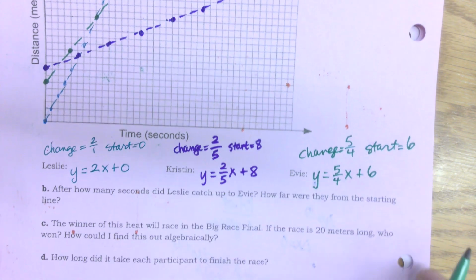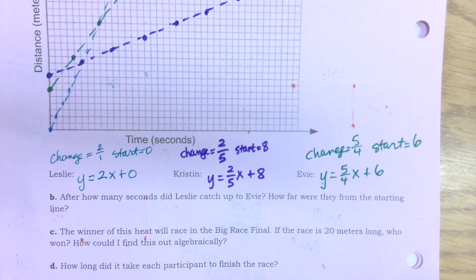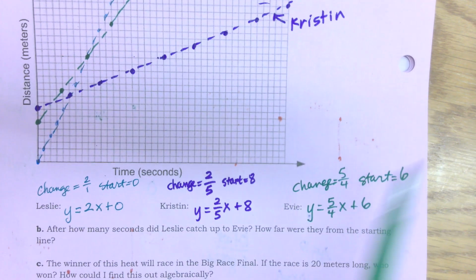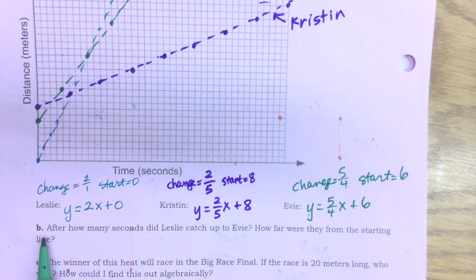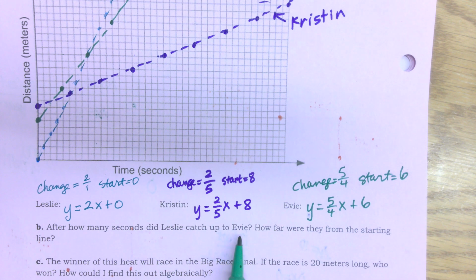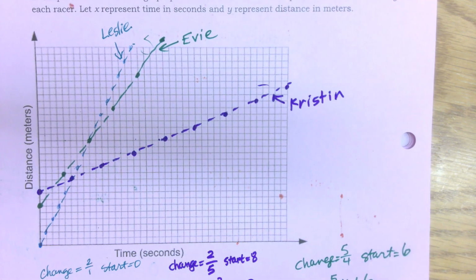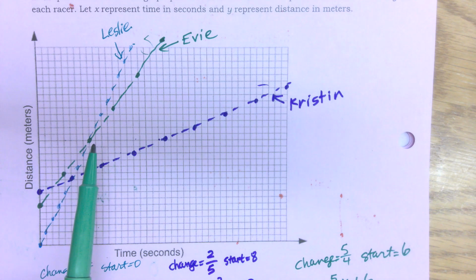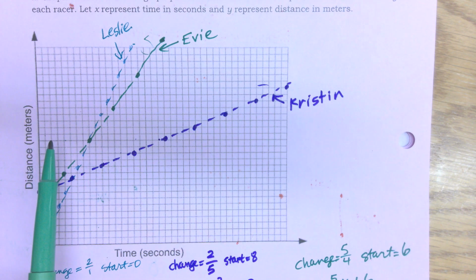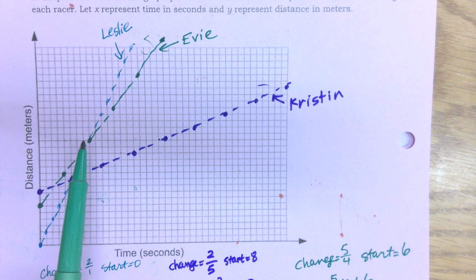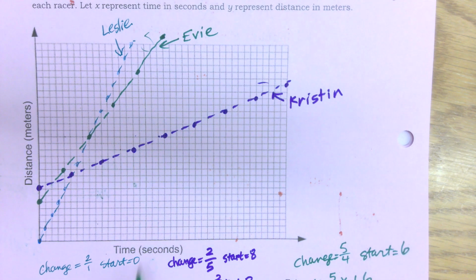Now let's answer some questions. I think I understand now. Okay? So I have all my lines labeled, and the question first asks, in how many seconds did Leslie catch up to Evie? How'd you get that? You counted where they crossed, right? Very good. And that happened in 8 seconds. So it took Leslie 8 seconds to catch up with Evie.